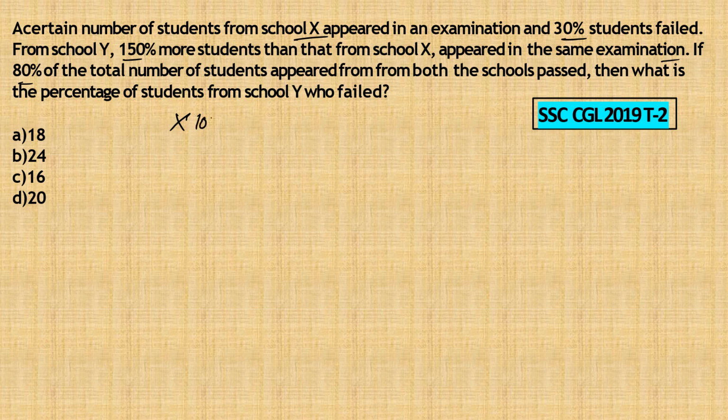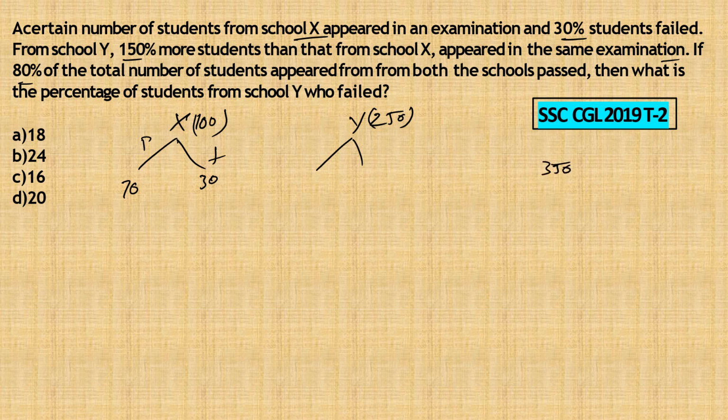Let 100 students appear from school X. If 100 students appeared, 30% of them failed. 30% of 100, that is 30 students failed from school X, and the passed students are 70. From school Y, 150% more students, that means 100 plus 150, 250 students appeared. We are given that 80% of the total students appeared passed, that is 250 plus 100, 350 are the total students.